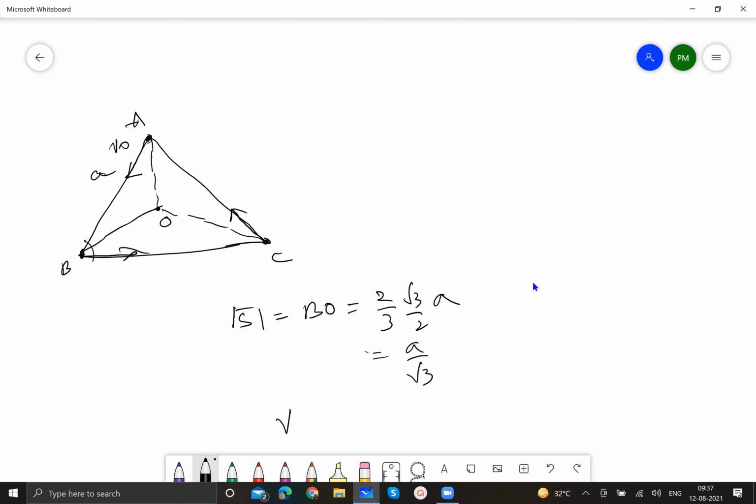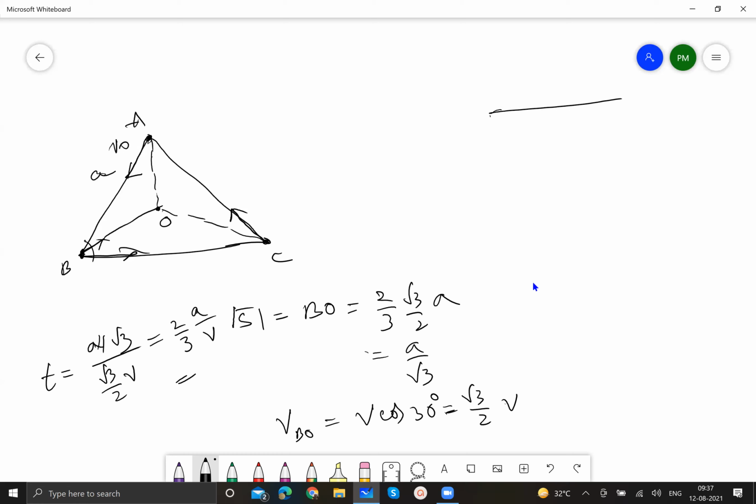And this total angle is 60. So velocity along BO or AO will be v cos 30, which becomes root 3 by 2 v. So the time after which they meet is displacement by velocity in that direction: a by root 3 by root 3 by 2 v. Hence we will get 2 by 3 into a by v. That's all.